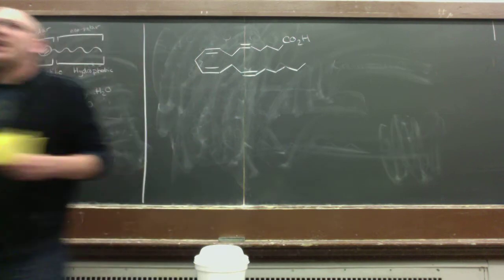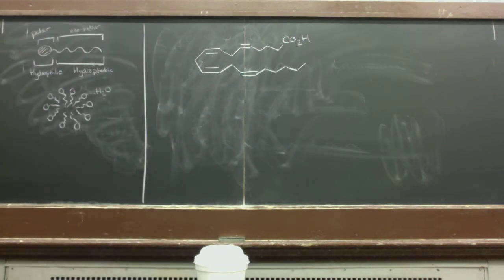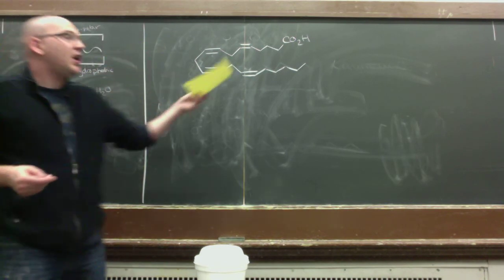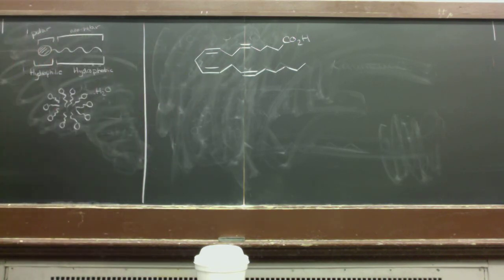Okay, so here's another fatty acid. It's an unsaturated fatty acid. It's got basically 4 cis double bonds in it. And this is an acid that has a lot of physiological relevance, and it's called arachidonic acid.